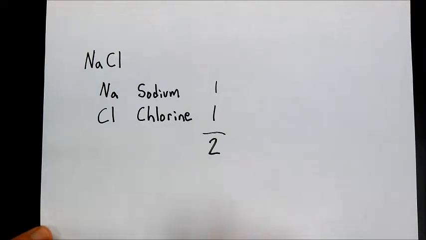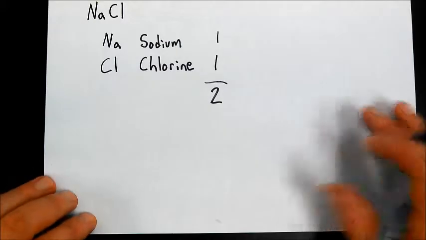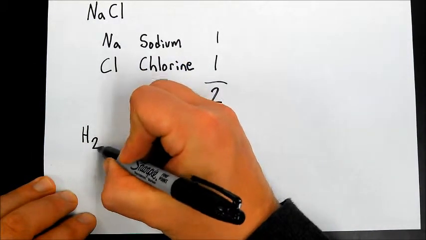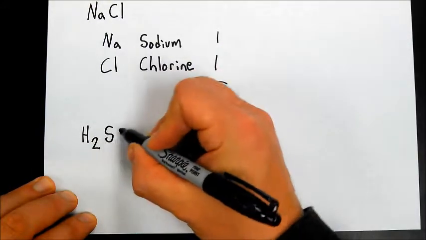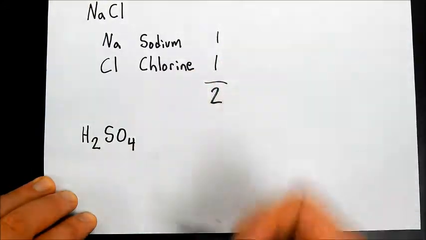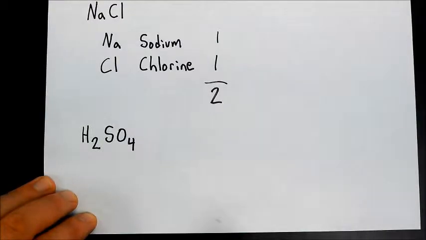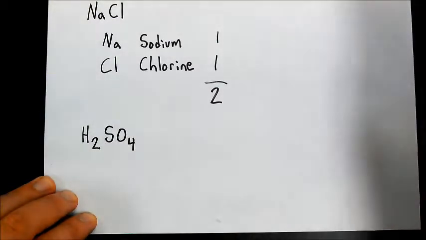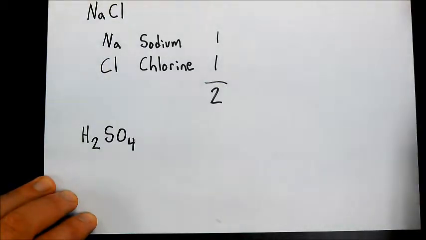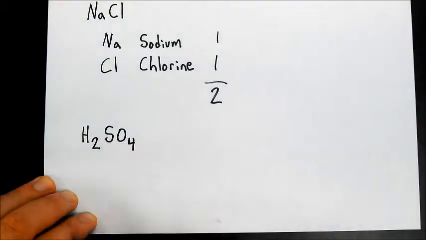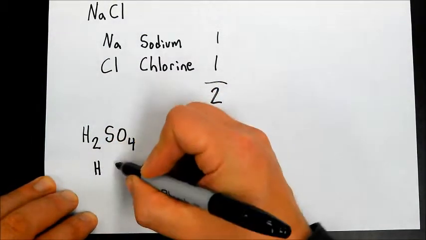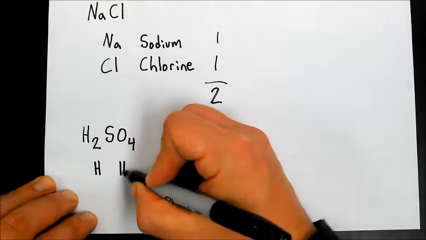Let's look at something a little more complicated. How about a chemical formula like H2SO4, sulfuric acid? If we don't know what the chemical symbols mean, we can look on the periodic table to find out. Each capital letter represents a different element. H, that stands for hydrogen.